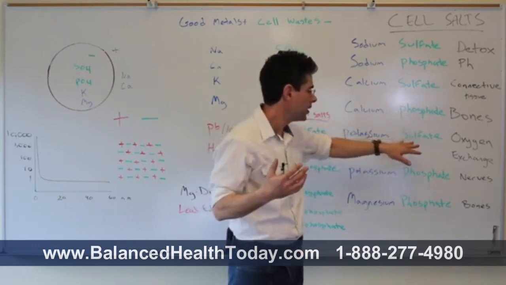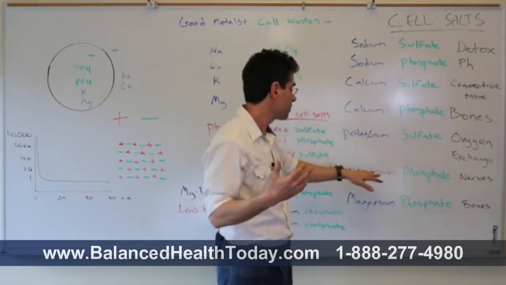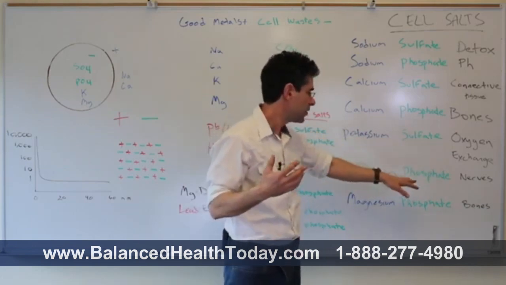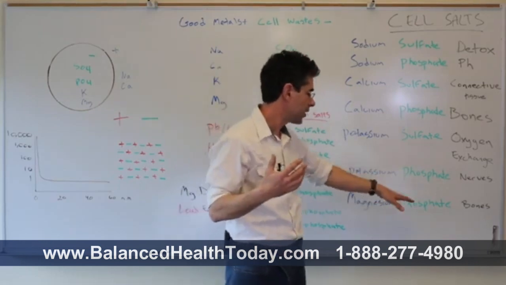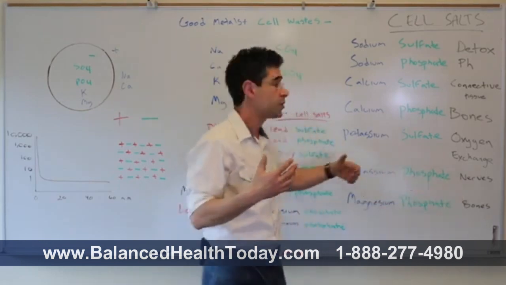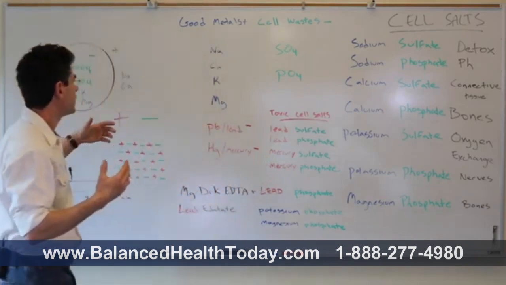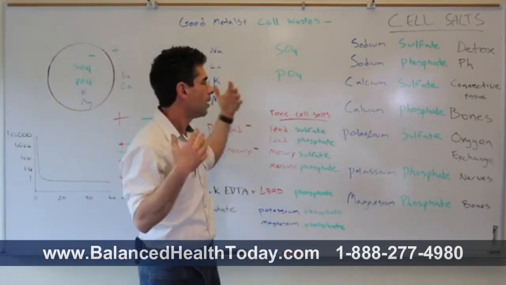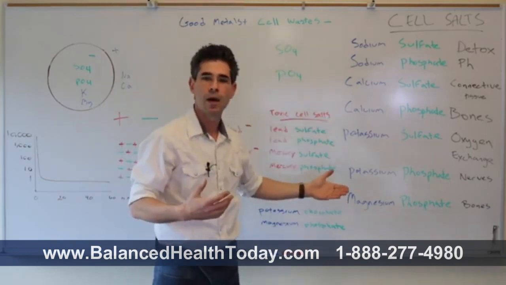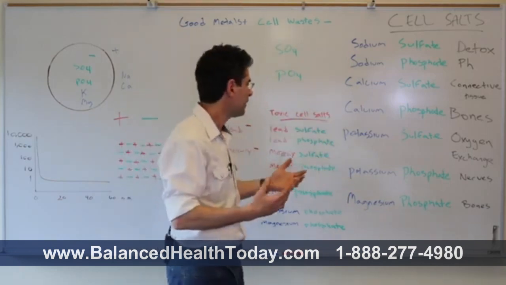Potassium bonding to sulfate helps with oxygen exchange. Potassium bonding to phosphate is good for the nerves. And finally, magnesium bonding to phosphate is also for the bones. So the way the system is designed, some of the wastes that the cell makes combine with metals, and then they actually become good for you in another way.